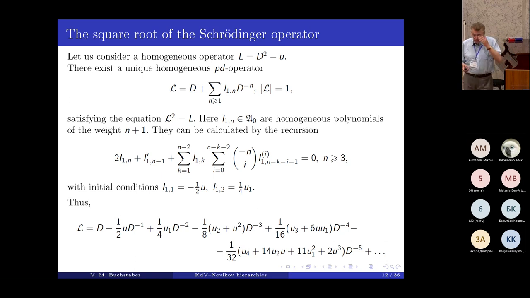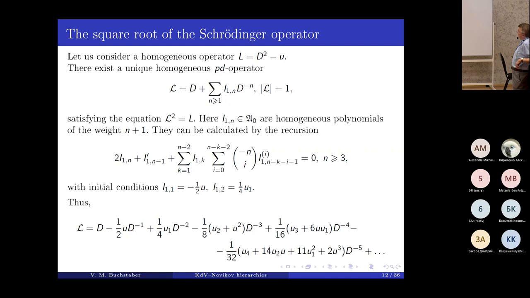Next, a very important step. It is a well-known step. When you go to PD operators, you obtain the possibility to construct square roots of any degree. And this is used in mathematical analysis many times. But in our case, let me show you. If we consider our operator L, we can construct a PD operator satisfying the equation, the square root of L. But what is important for us? Here all coefficients are homogeneous polynomials of weight n plus one. And we can calculate all coefficients using such a simple recursion, using such special binomial coefficients as the initial condition.